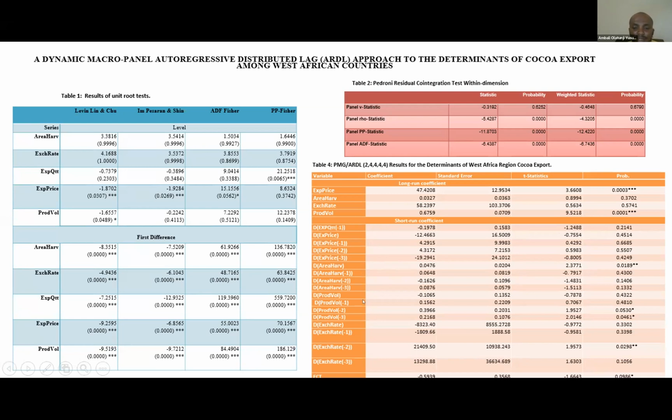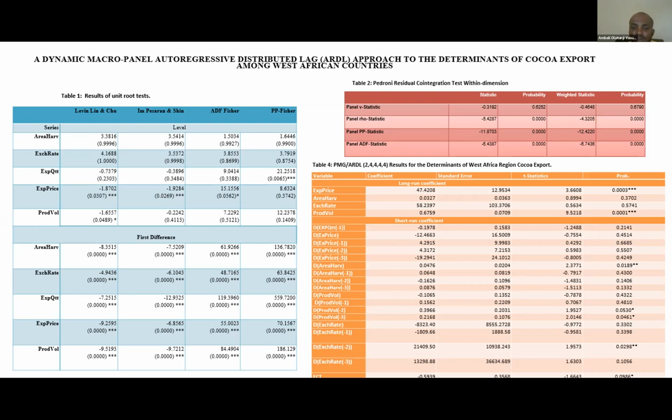You can see their lag. So the long run coefficient is shown. Among the long run coefficients, that is when we are talking about regional factors determining exports from West Africa, that is the result of this one. So in the long run, at regional level, only the export price and the production volume were significant.